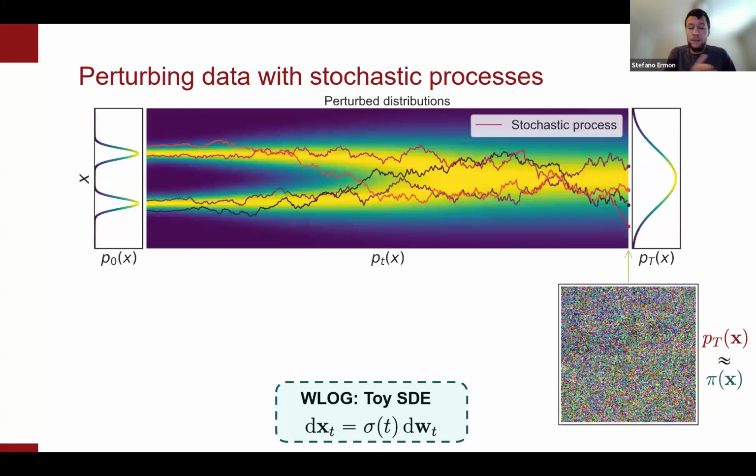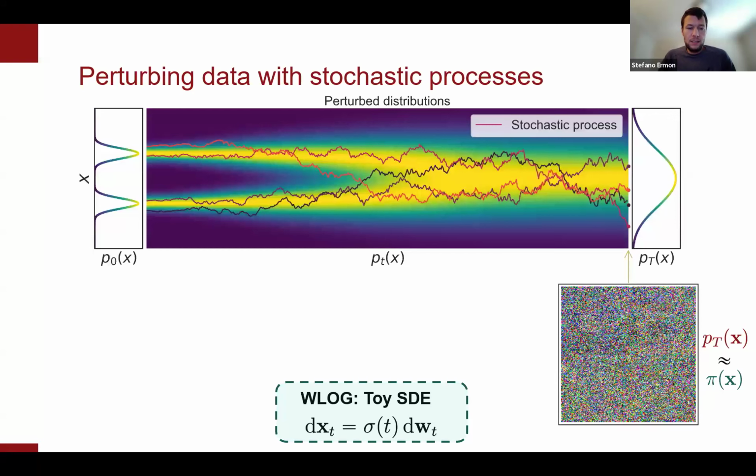And for every t, for every point in time, this defines a new version of the data distribution called PT, which is just the data distribution convolved with the amount of noise corresponding to the effect of running this diffusion process up to time t.